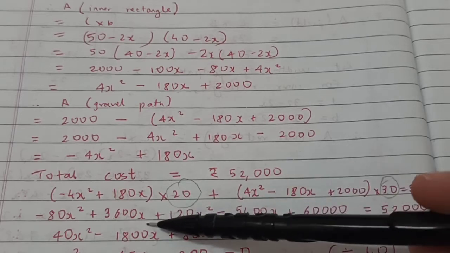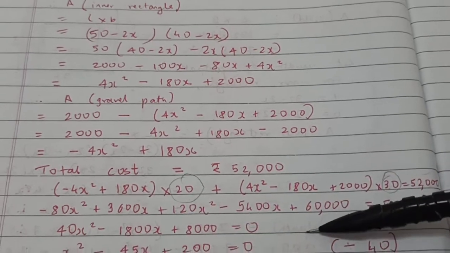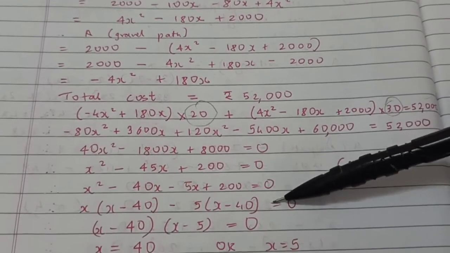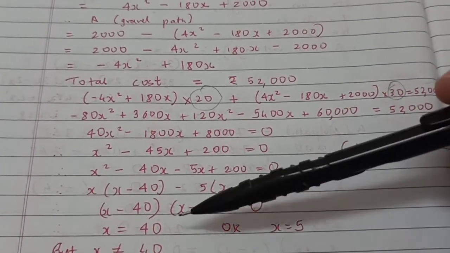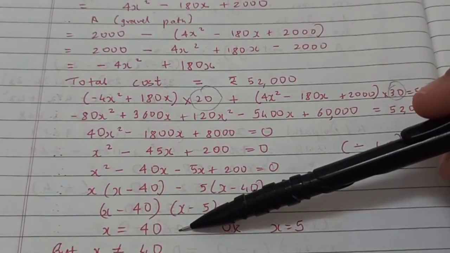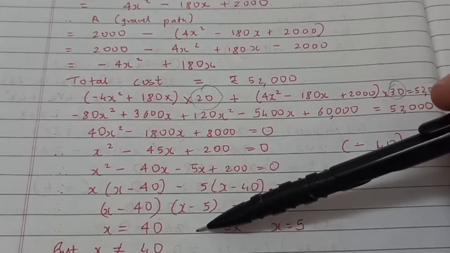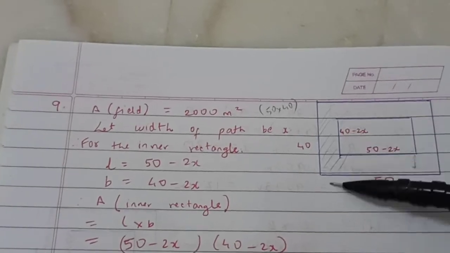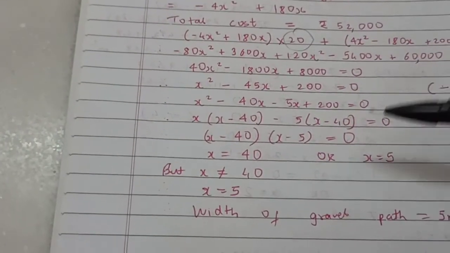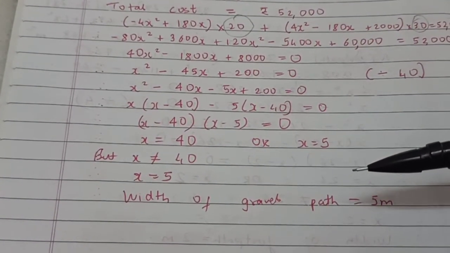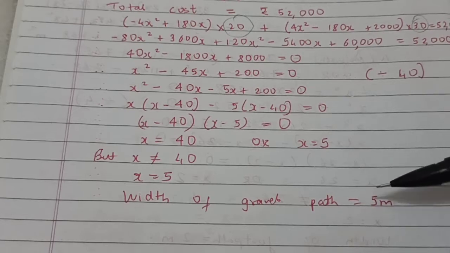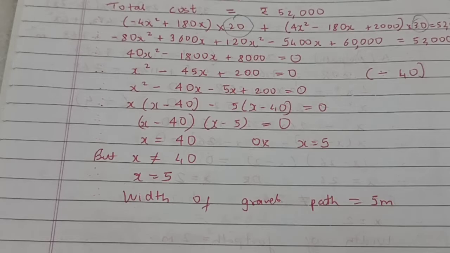And then simply open the brackets, rearrange the terms, and you get a quadratic equation. Simplify it, solve it. You'll get two values of x. X is equal to 40 is impossible. The width cannot be so huge because the breadth itself is 40. So we'll accept the value for the width of the gravel path as 5 meters. So that was an IMP sum.